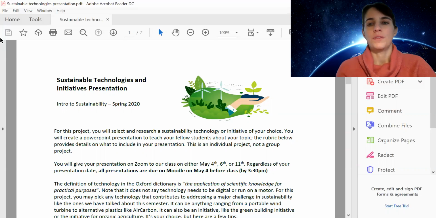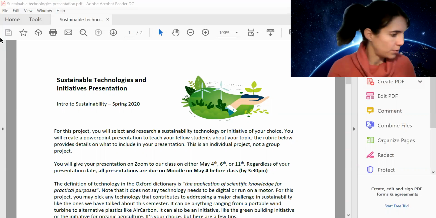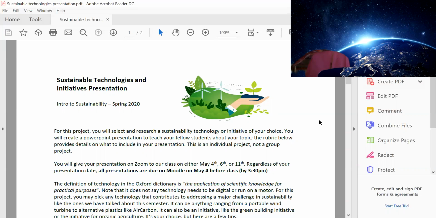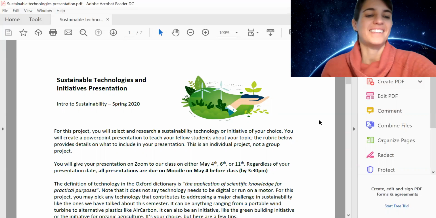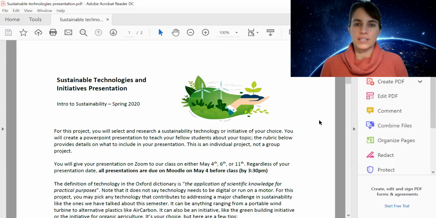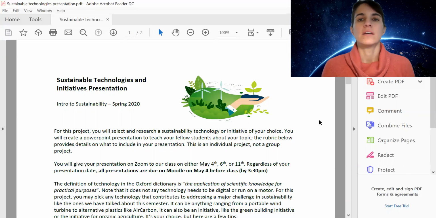And this project, whoops, I have to plug in my computer, sorry about that. With this project, you are going to pick a sustainability technology or initiative that you find particularly interesting and present it to the rest of the class.